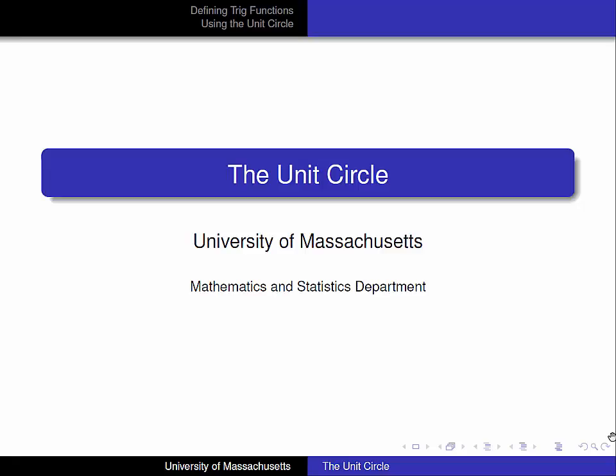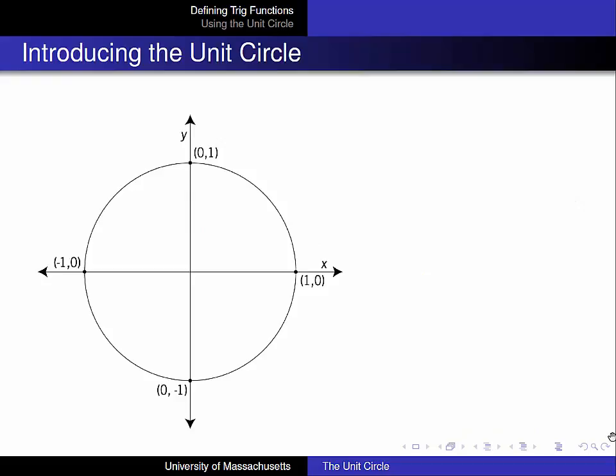In this video, I'm going to introduce the unit circle. So we start off with a circle of radius 1 centered at the origin. I have this picture shown here on the left. And the unit circle is of interest to us because we can use it to define sine, cosine, or tangent, or we can use it to figure out values of sine, cosine, and tangent.